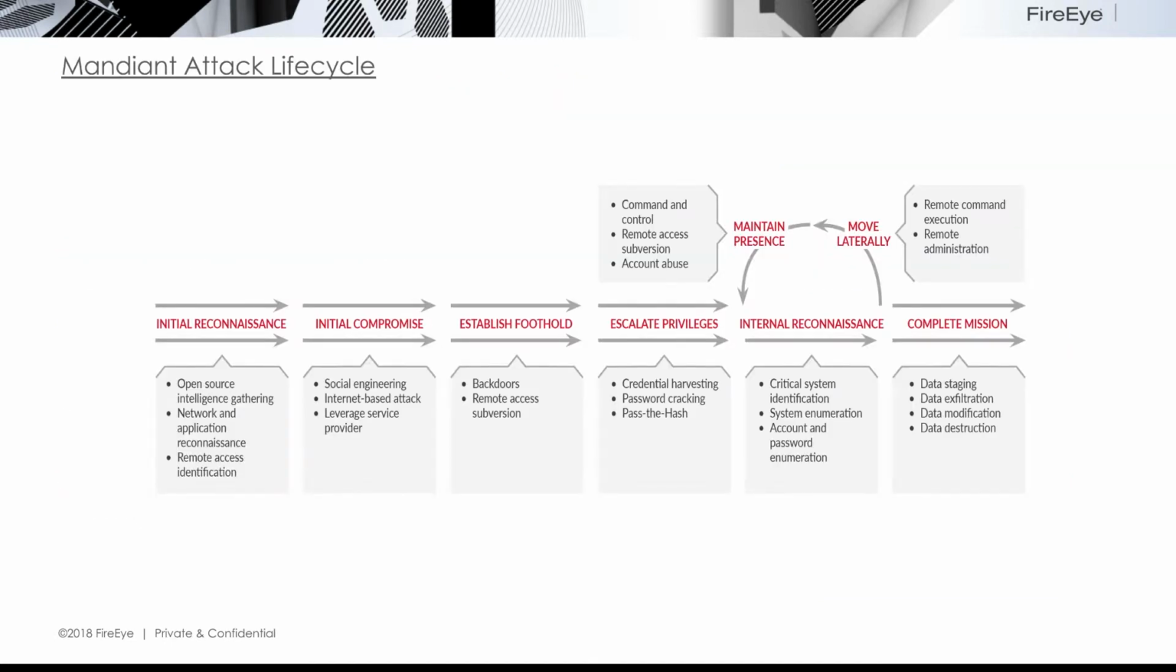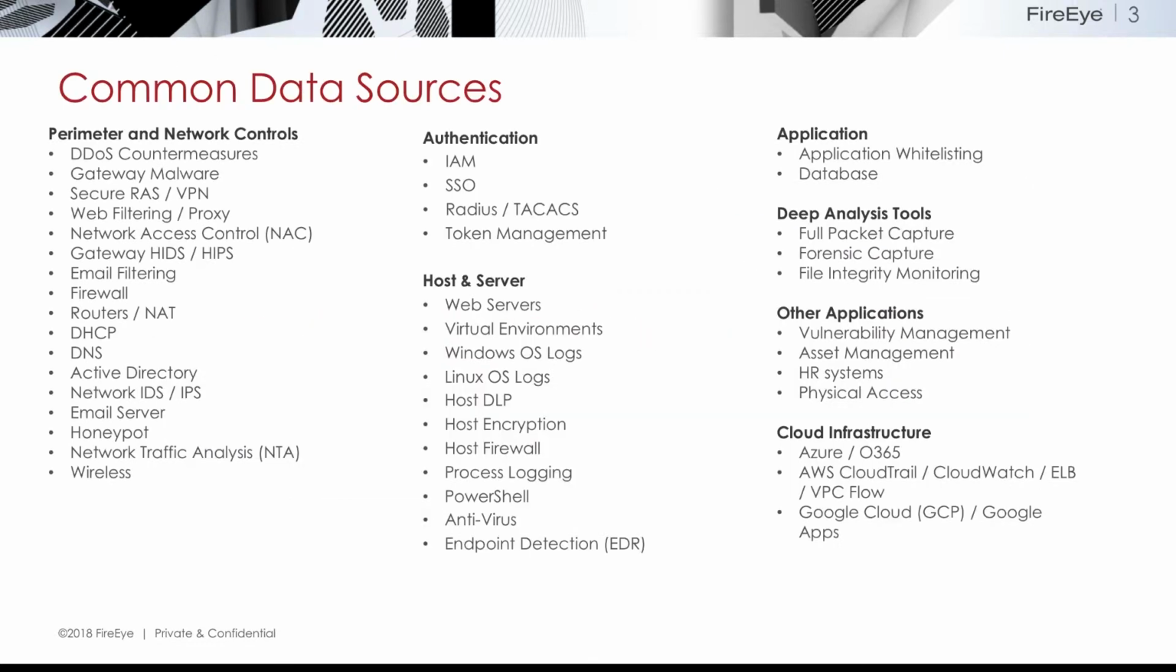Log sources can also be applied against the Mandiant attack lifecycle in order to gain insights into threat detection-based activities depending on the available log sources within your organization's infrastructure. Common data sources that can be onboarded into Helix are as follows: perimeter and network controls, authentication-based log sources, host and server, application, deep analysis tools, cloud infrastructure, and other types of third-party applications that may be industry vertical specific.